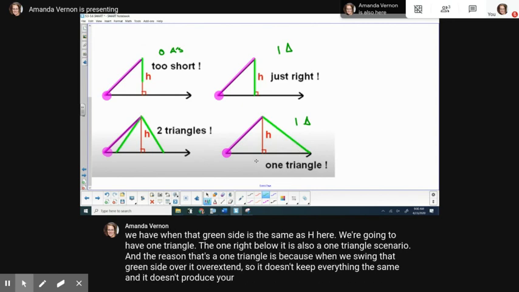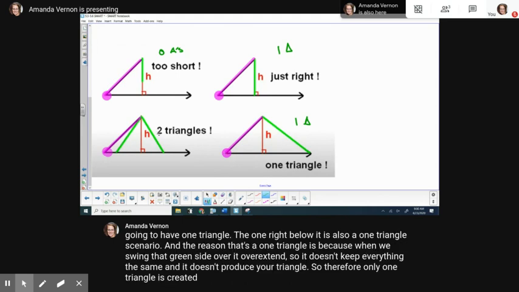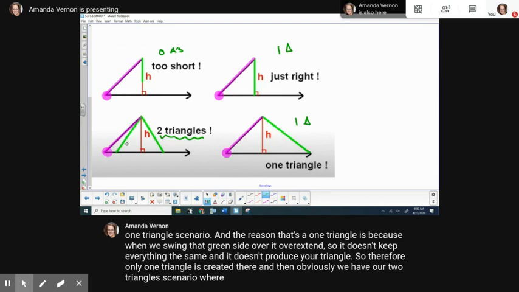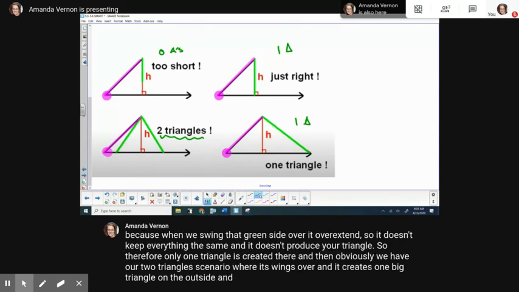Therefore, only 1 triangle is created there. And then obviously we have our 2 triangle scenario, where it swings over and creates one big triangle on the outside. And I'm going to try to highlight that.